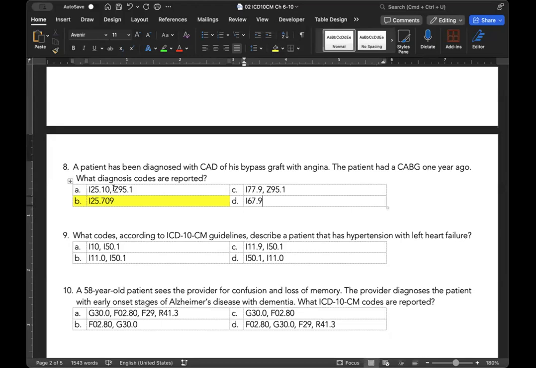Exactly, Crystal. Our code description states atherosclerosis of a coronary artery bypass graft. So if we coded the Z95.1 as well, it would be redundant because our code description specifically states that a CABG is present. We don't need an additional code to indicate the presence of the CABG. Does that make sense?